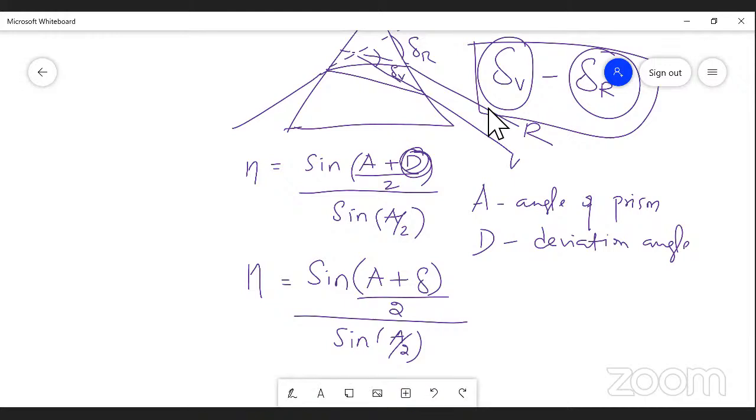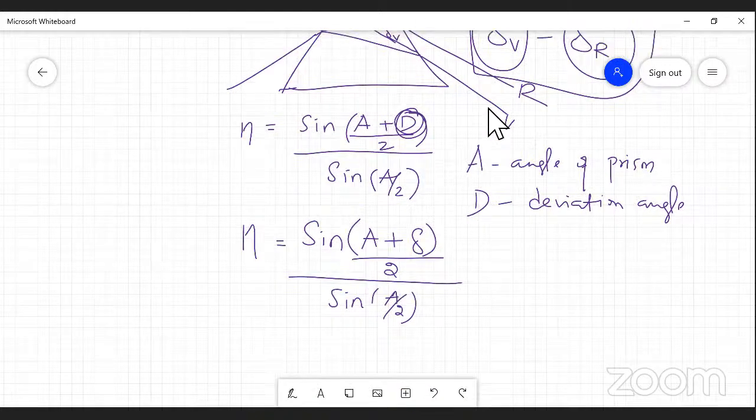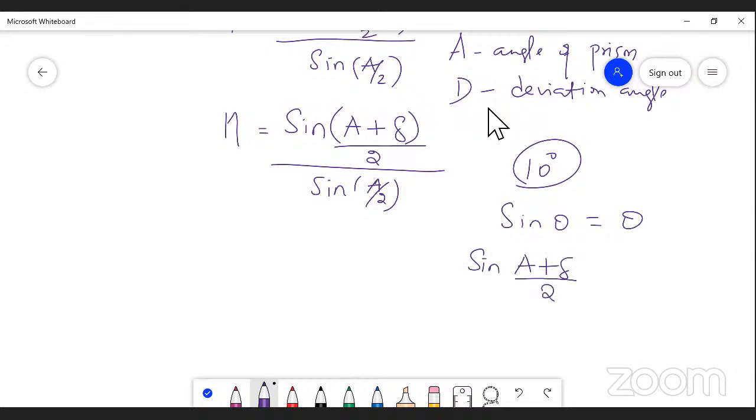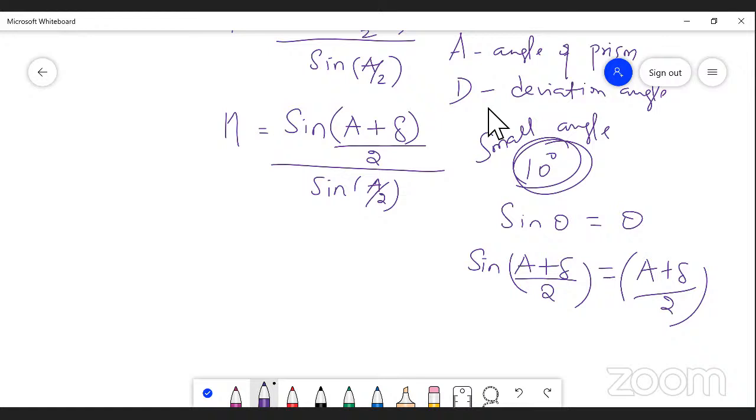For a small angle of prism, meaning A is very small, reaching about 10 degrees, sin theta is equal to theta. So sin of (A plus del) divided by 2 is equal to (A plus del) divided by 2, for a small angle of prism. At 10 degrees, sin theta is equal to theta.